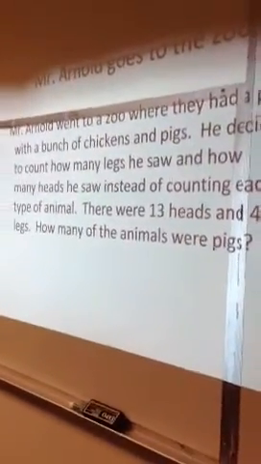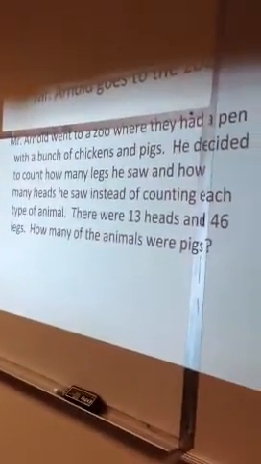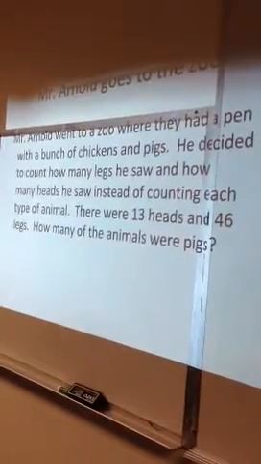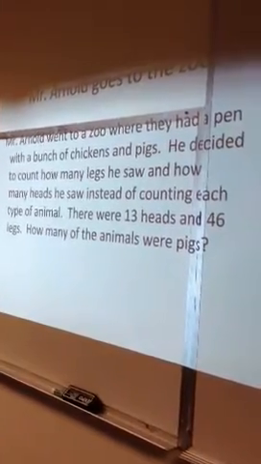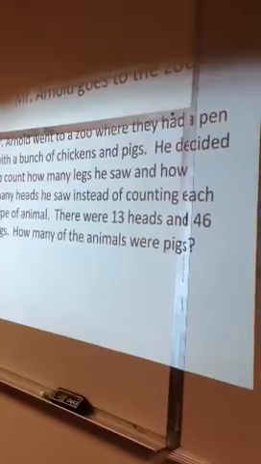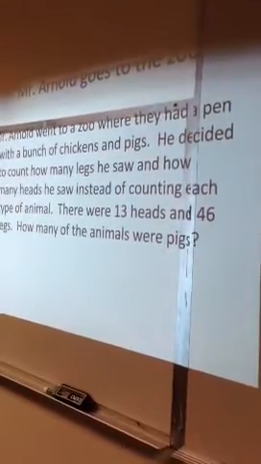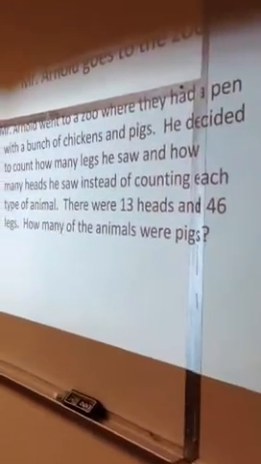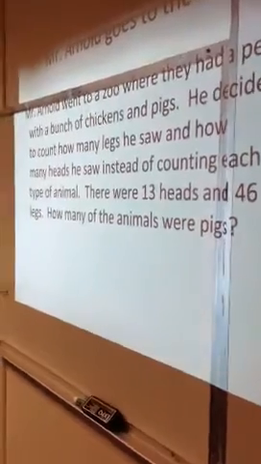There it is. So Mr. Arnold went to a zoo where they had a pen with a bunch of chickens and pigs. He decided to count how many legs he saw and how many heads he saw instead of counting each type of animal. There were 13 heads and 46 legs. How many of these animals were pigs?